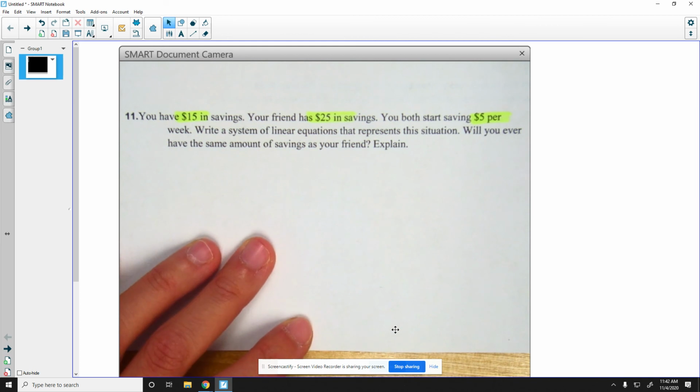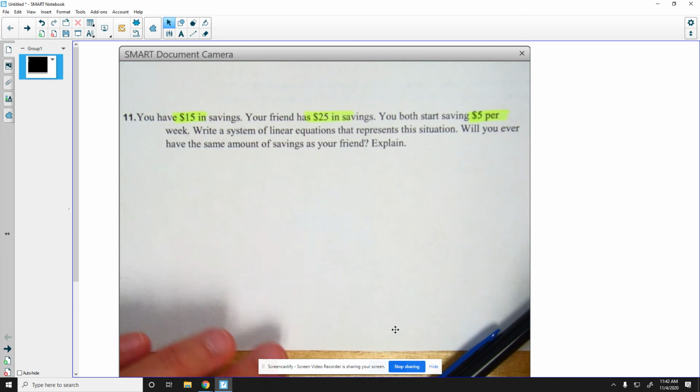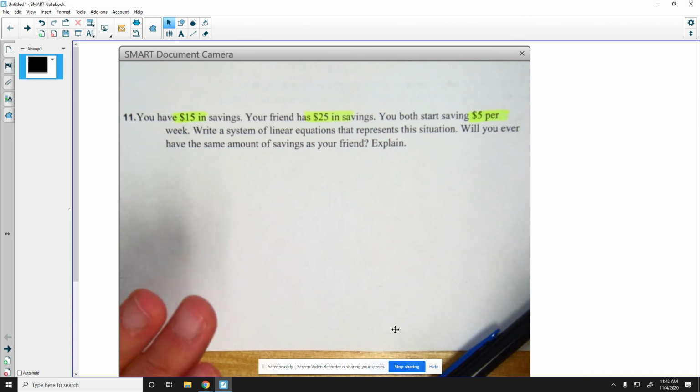Okay, so I have 2 equations. You try to write it yourself. Let me give you 30 seconds just to think about it. Okay, and then we'll go from there.